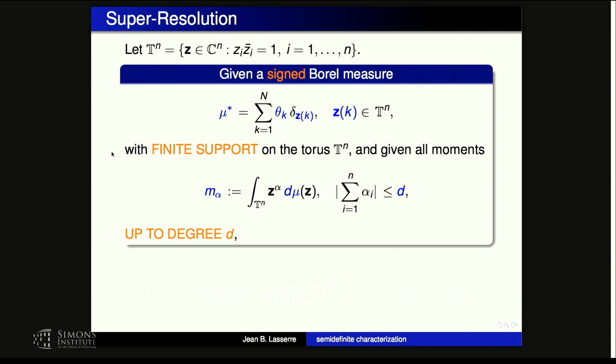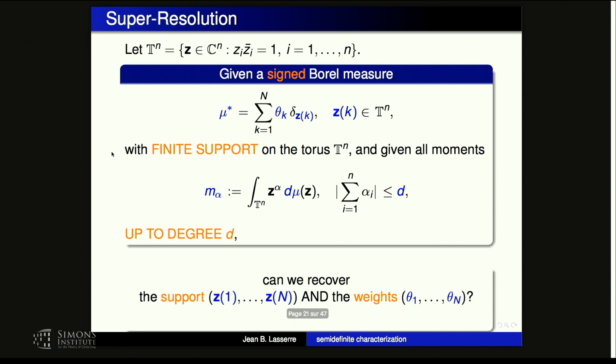So you have an unknown measure. You know it is atomic, and usually sparse with a few atoms. And you know only some moments of this measure. For example, you know the m_alpha. The goal again is to recover your measure from knowledge of a few m_alpha. Can you recover the theta_k and the z_k from a few scalar m_alpha?